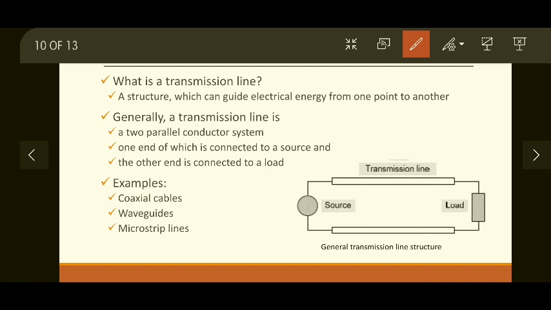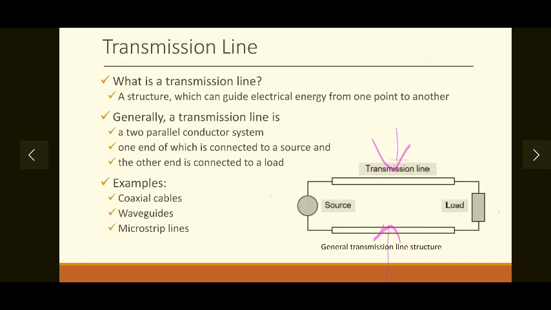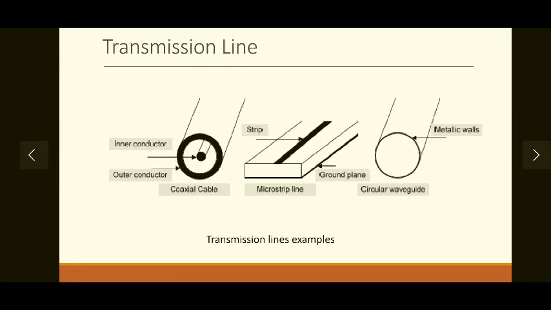In this diagram you can see these are the two conductors, this one and this one. Here we are applying a source and here there is a load. The examples of such transmission lines are coax cables, waveguides and microstrip lines. Now which one to use out of these, that we are going to study.